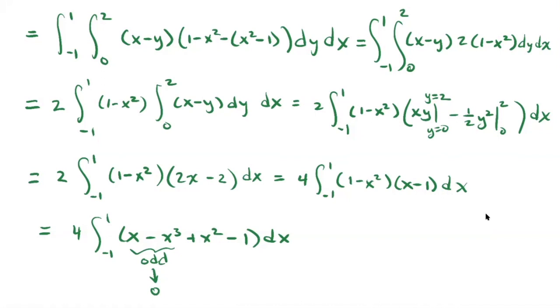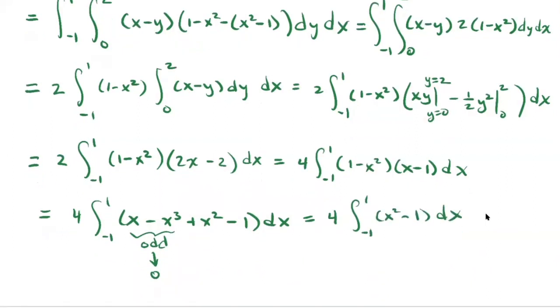Okay, so you can just do the even part. So you're going to have a 4, and then you have the integral from -1 to 1 of just x squared minus 1 dx. So then this is easy.